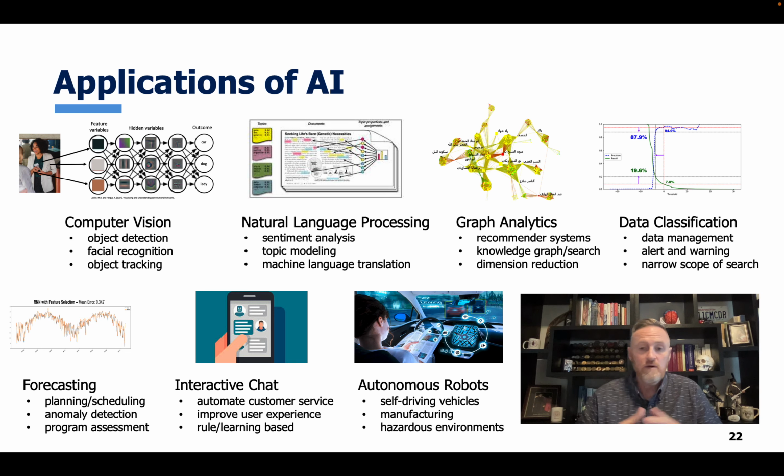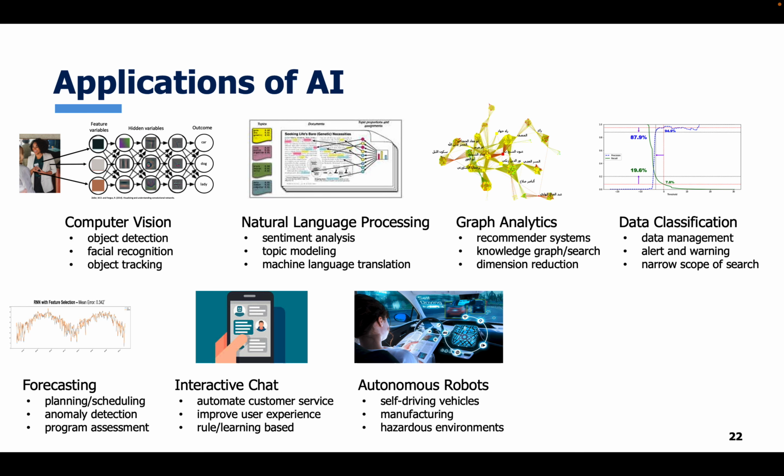Autonomous robots. I'm sure we've seen the autonomous cars. People have heard of Tesla and many of the other vehicles. Companies are doing the same thing, so self-driving vehicles. But there's also manufacturing applications for autonomous robots. Operating in hazardous environments. In Iraq, we used to use robots to go and disarm improvised explosive devices, so we didn't have to put a human in harm's way. So there's a lot of applications for autonomous robots.